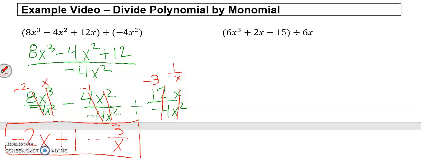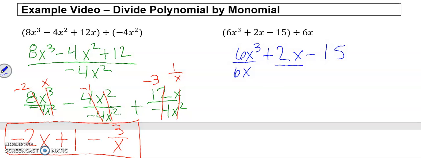Over here, I have 6x cubed plus 2x minus 15. I already made this big fraction in the left-hand side of the video, so I'm already going to split it up into smaller ones, so I'm going to write it as 6x, like that.